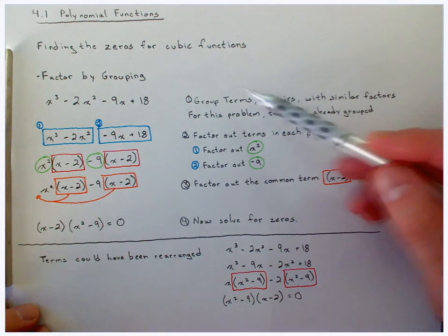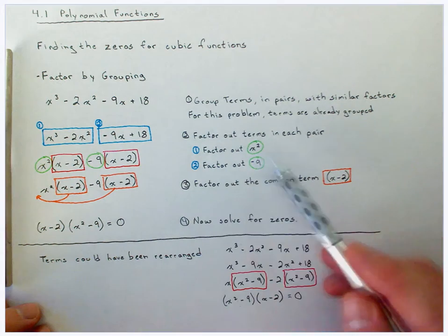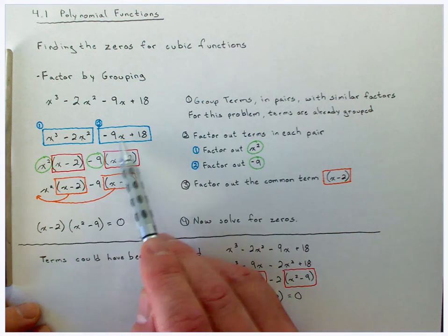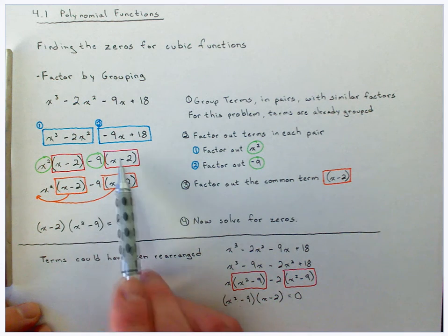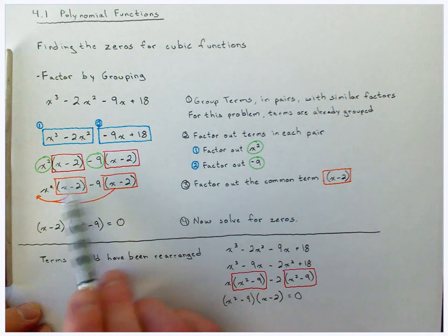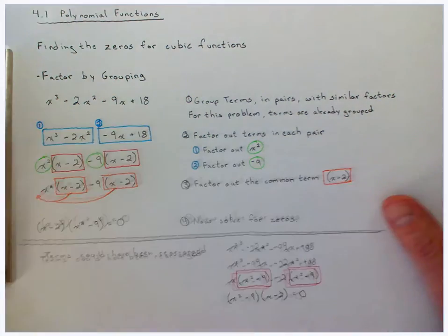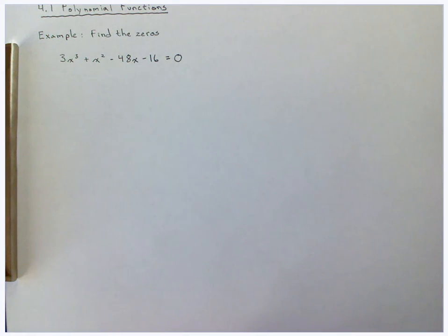So, group the terms, you're going to make two groups. You're going to factor out the terms in each pair. What can I factor out of the first pairing? What can I factor out of the second pairing? In doing so, I should end up with a term that is the exact same in both of those pairings. Then I factor it out. So, an example for you. Pause the video. See if you can end up with the same answer that I end up with.